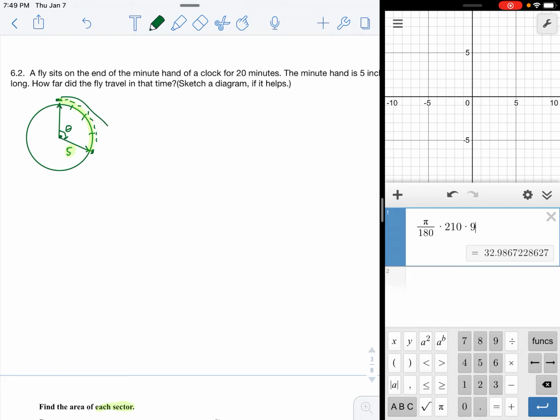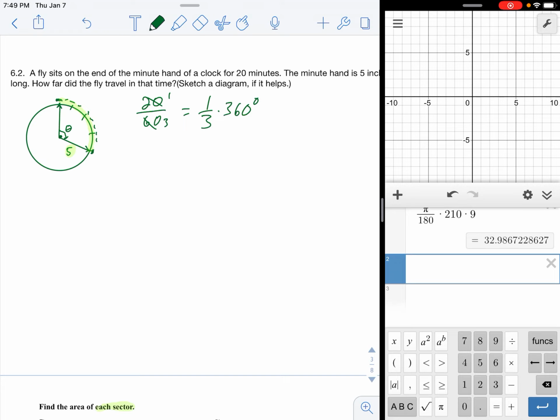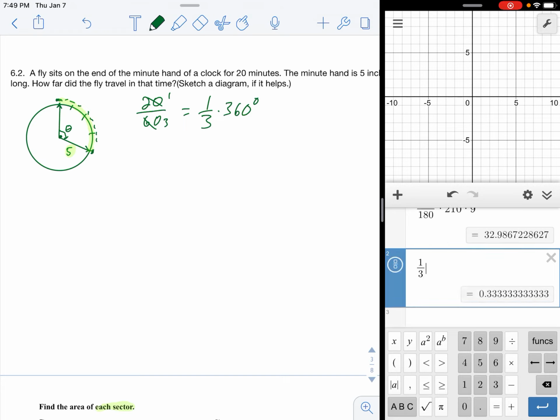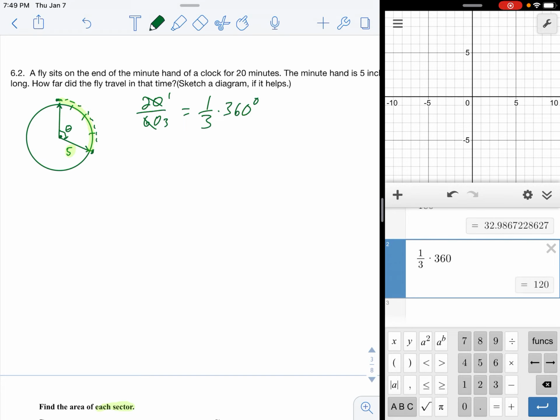You know, the full revolution around a clock is 60 minutes, and if he traveled for 20 out of 60 minutes, that's a fraction, 20 out of 60. 20 out of 60 is the same thing as 1/3, right? So he traveled 1/3 of a circle. Well, a full circle is 360 degrees. So 1/3 times 360 is what? 120. 1/3 times 360 is 120. So the theta in this problem is 120 degrees.